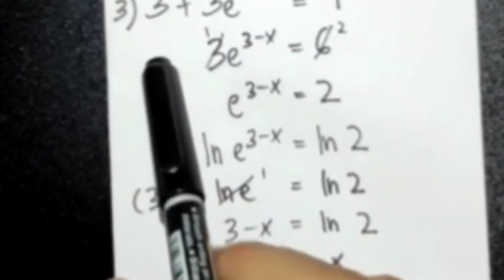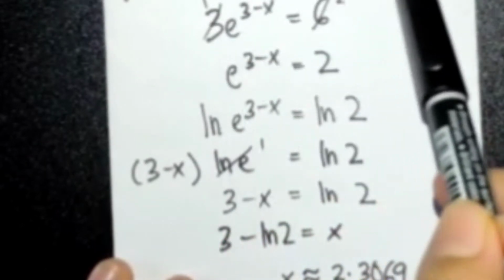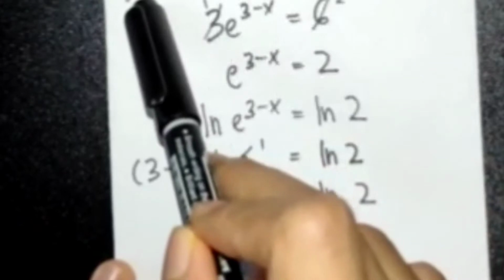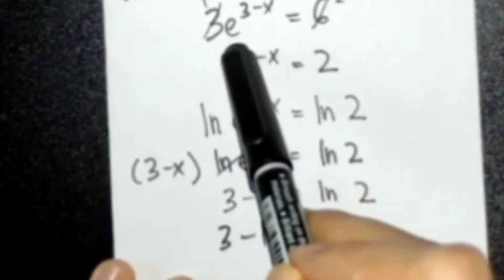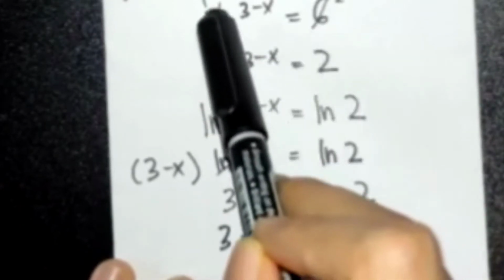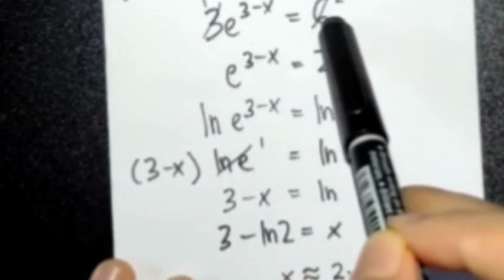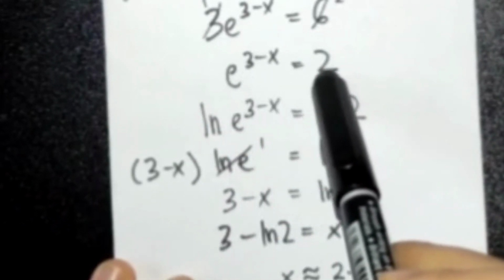Next, 3 plus 3e raised to 3 minus x equals 9. 9 minus 3, we got 6. Then 3e raised to 3 minus x, we can cancel 3 and 6, then it will be 1 and 6 will be 2. Here e raised to 3 minus x equals 2.